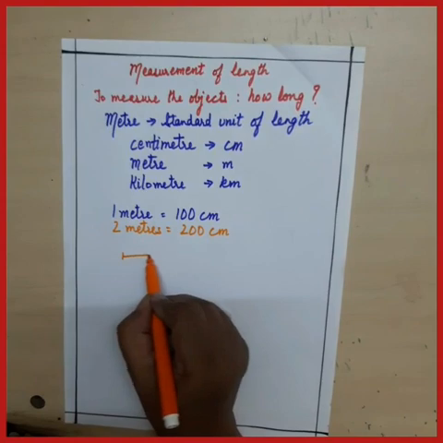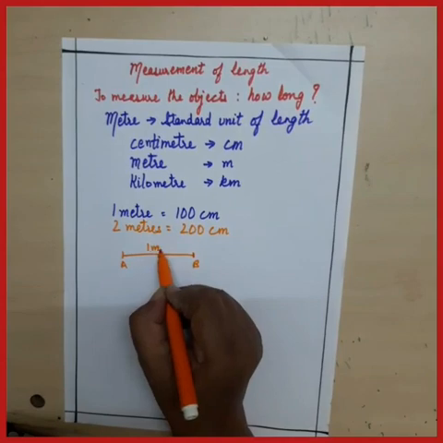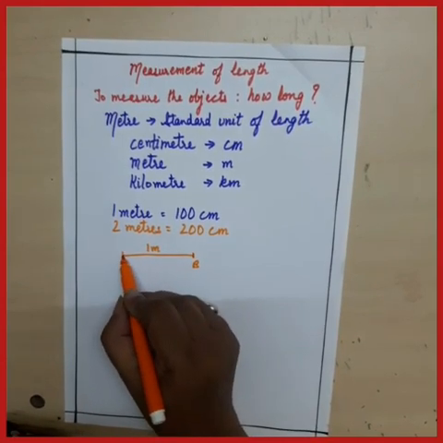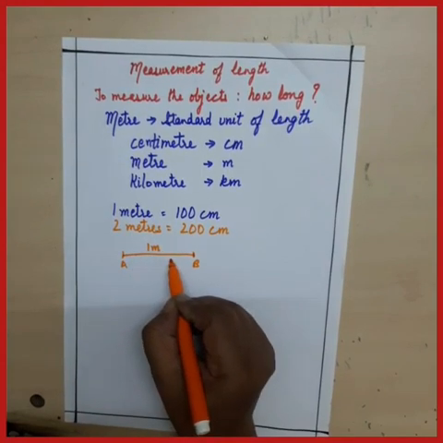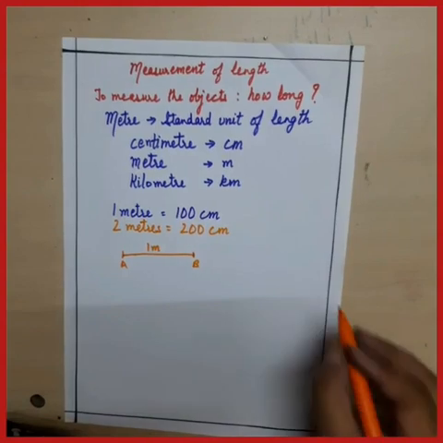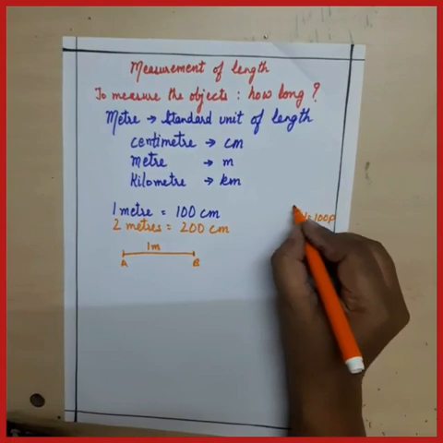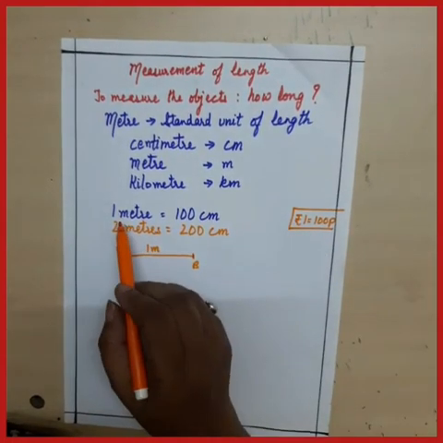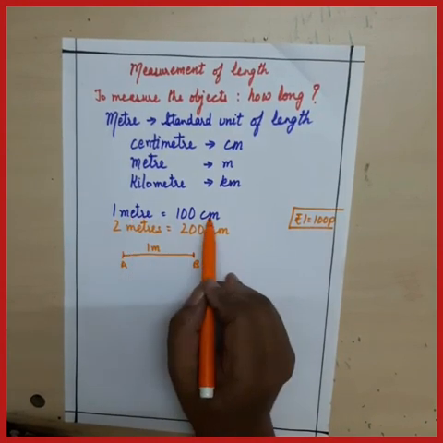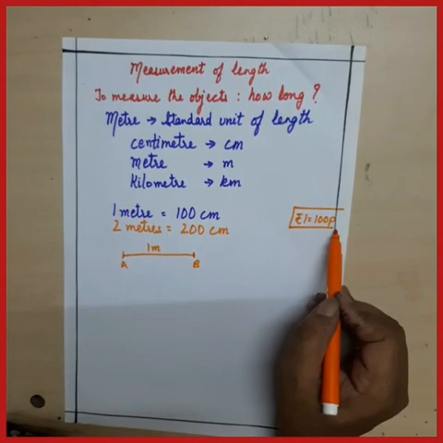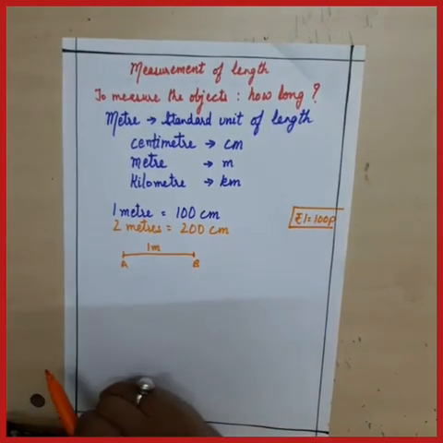That makes 1 meter divided into 100 parts. Suppose this is 1 meter from A to B. This is 1 meter long. So in other words, from this point to this point, it is divided into 100 parts. Like if you remember, we had 1 rupee is equal to 100 paisa. Similarly, we have 1 meter is equal to 100 centimeters. But here we have meters in centimeters, there we had rupees in paisa. Similarly, 2 meters is equal to 200 centimeters.